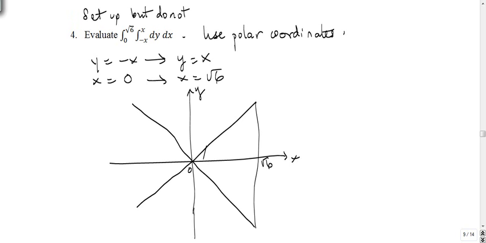So the region that we are actually looking at is this region. All right? Which has nothing circular about it. But we can still do it. It's tricky.